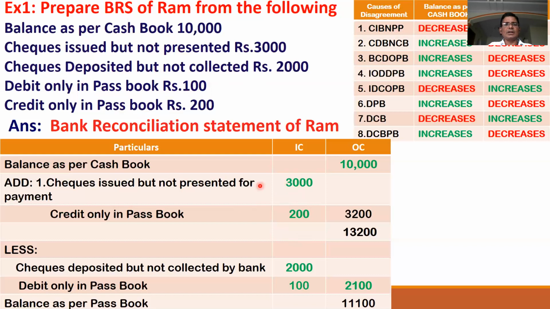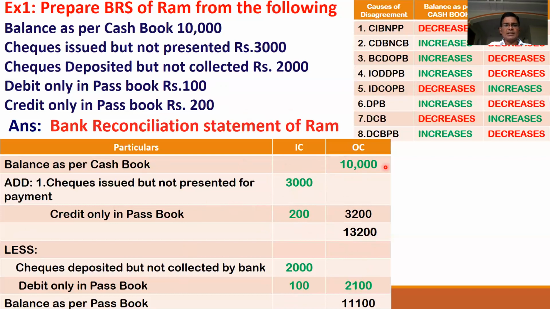Second point, check deposited but not collected, so cash book increases, less. Third point, debit only in passbook, so cash book increases, less. Credit only in passbook, cash book decreases, add. So 10,000 plus 3,000 is 13,000, add 200 is 13,200, minus 2,100 less, 11,100.